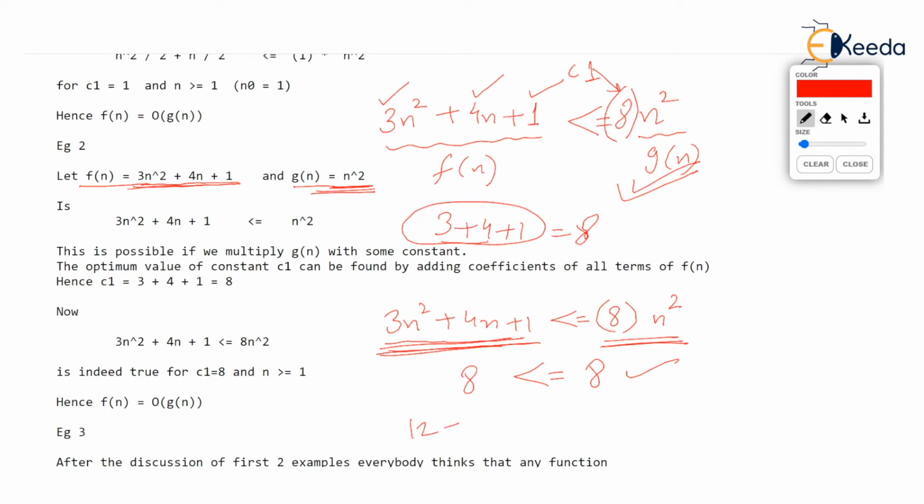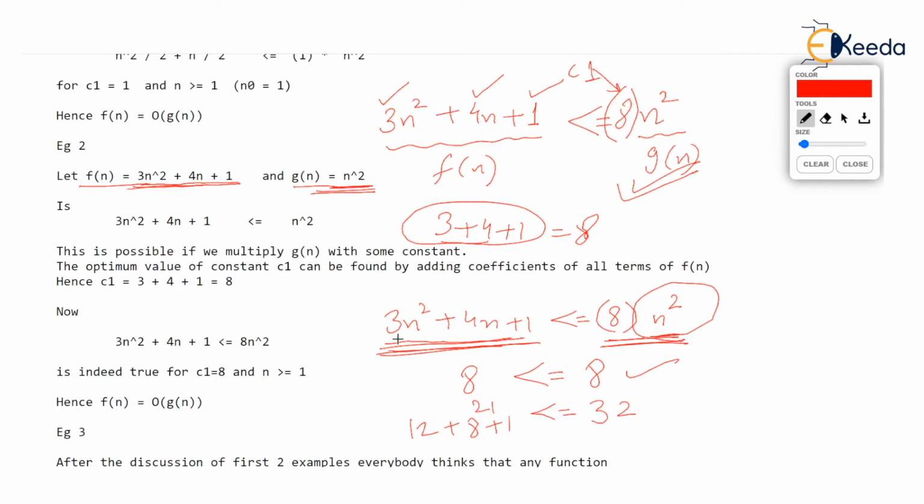So this is going to be 21 on the left hand side. Is it less than or equal to 8 into 2 square, isn't it? 8 into 2 square, because n is 2. So it's going to be 8 into 4, which is 32. And 21 is indeed less than or equal to 32.